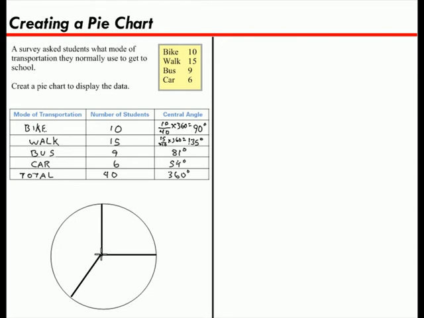So let's continue with the bus. Starting in the middle, I need 81 degrees. Well, that's close to a 90-degree angle. I'd say that would be about 90 degrees. So I'll just drop it down a little bit more until I've hit about 81. Probably something right about there. If you have a protractor at home, I'd recommend you use that to find the angles yourself, and it'd probably be a little more accurate. So by default, what's left over in this section should be for car, or 54 degrees.